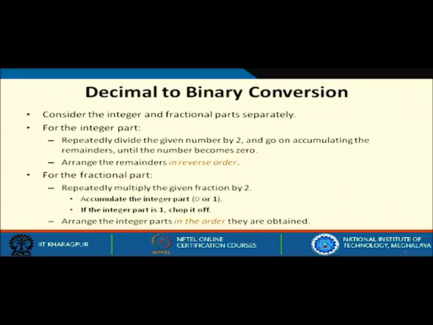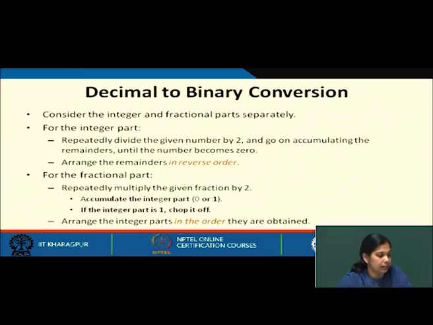Next, for the fractional part. For the fractional part, what do we do? We repeatedly multiply the given fraction by 2 and then we accumulate the integer part. The integer part will be 0 or 1, we accumulate that. If the integer part is 1, we chop it off. And finally, while arranging, we arrange the integer parts in the order in which they come.